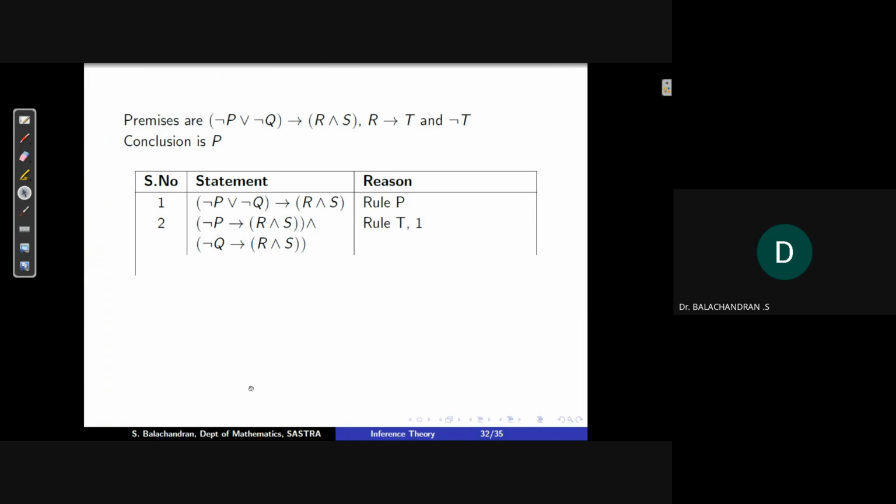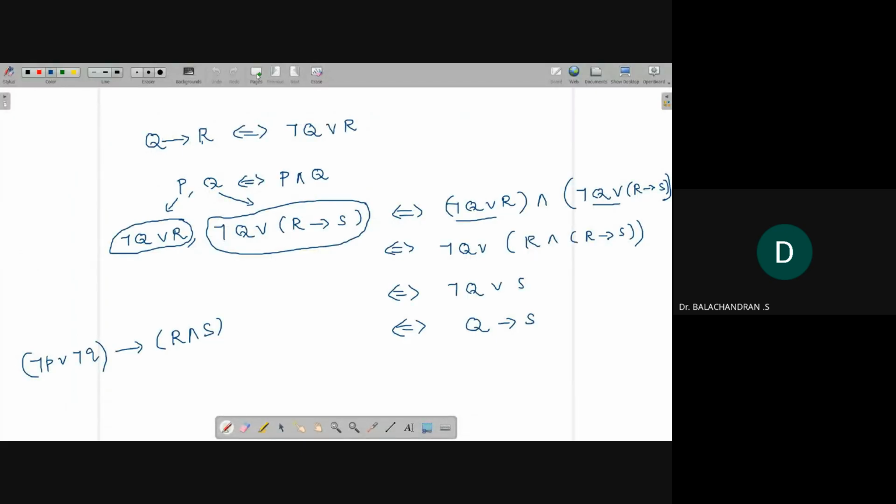So I think it's not working. Actually, I'll write here. P implies R, and Q implies R. So please check whether I am writing correctly.